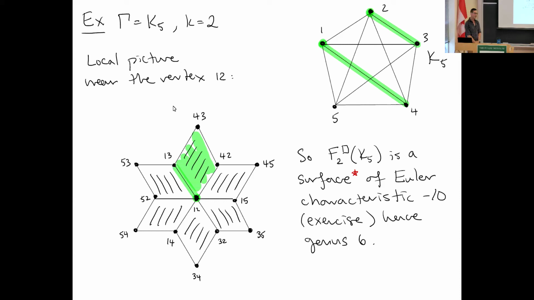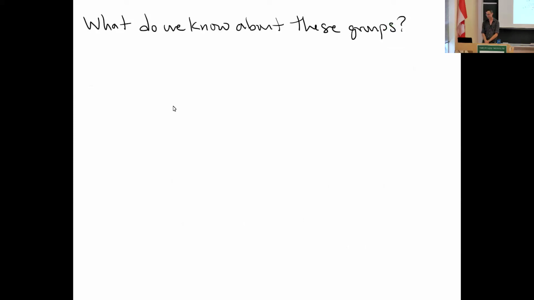And there are other examples of graph braid groups that are surfaces, and it's not clear if that's just a few sporadic examples or if there's something more systematic going on. So one way to make that question precise will be to ask when graph braid groups or pure graph braid groups are Kähler groups, and we don't know. What do we know about these groups?